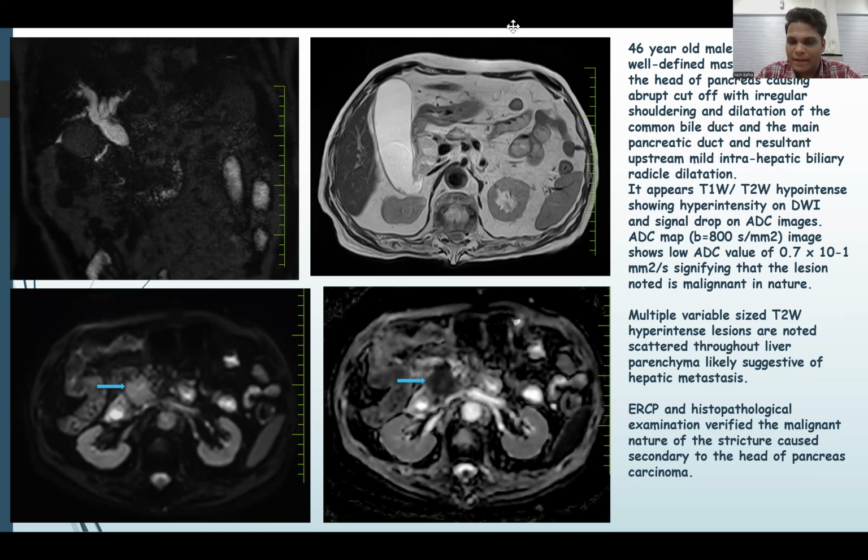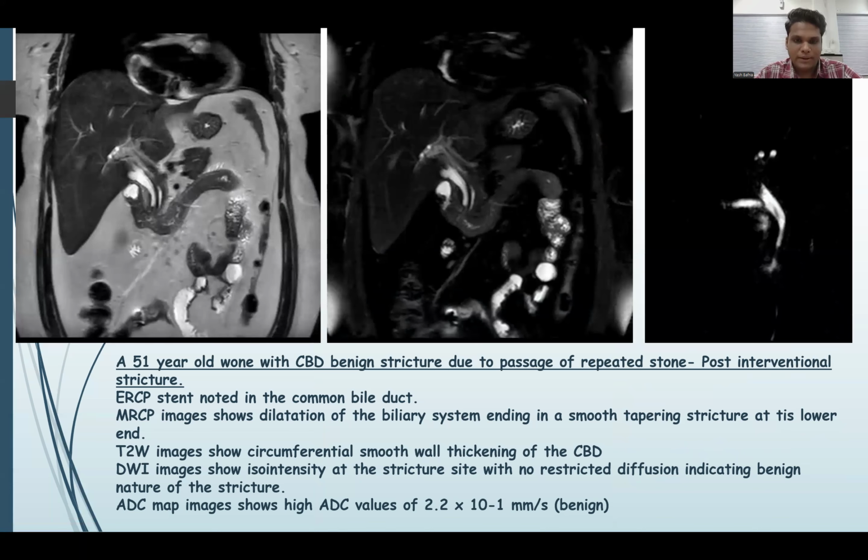There were a few hepatic metastases also seen, and ERCP and histopathological examination verified the malignant nature of the stricture caused secondary to the head of the pancreas carcinoma. This is a case of a 51-year-old woman with a benign CBD stricture because of the passage of repeated stones. An ERCP stent was noted in situ. MRCP image shows dilatation of the biliary duct ending in a smooth tapering stricture.